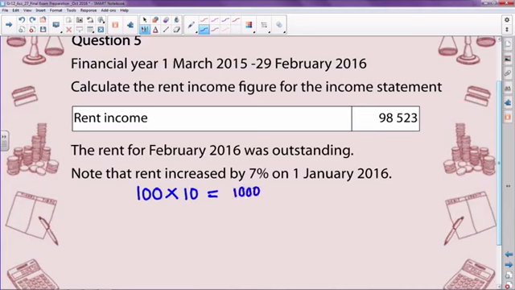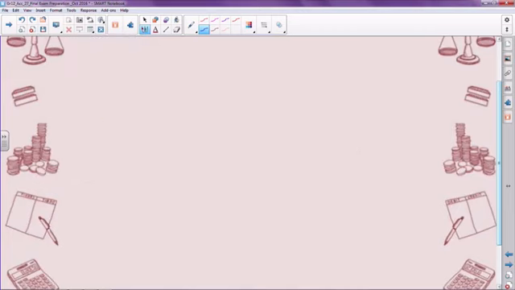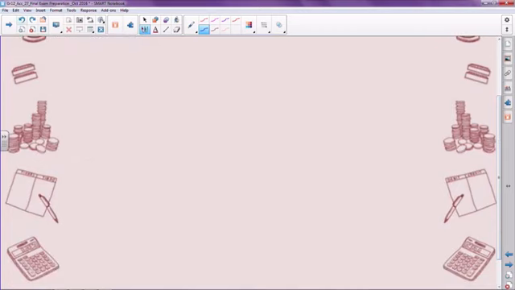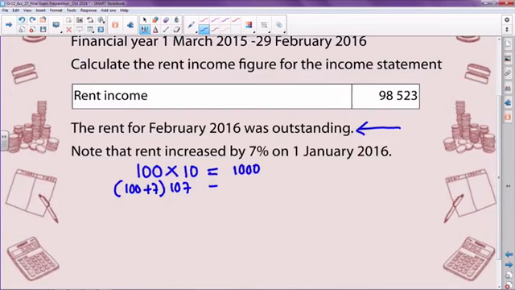Clear? Right. What happened to your rent subsequently? Your rent increased by 7%, so it's now 100 plus the 7 to give you 107. And for how many months did that happen? That happened for 1 month, because they're telling you the rent for February is outstanding. So only the January rent did we have at 107. Let's just do that again. 107 times 1 is equal to 107.